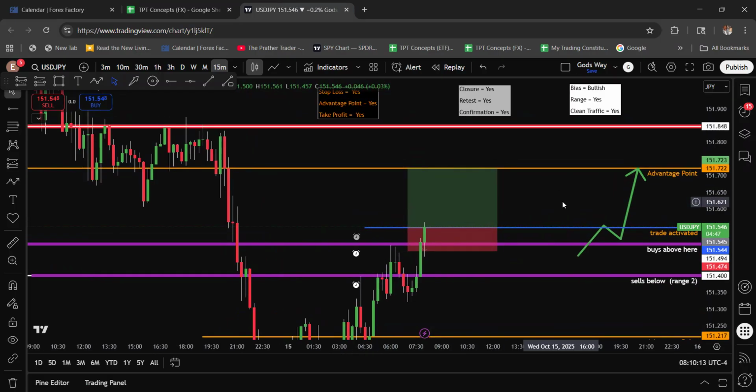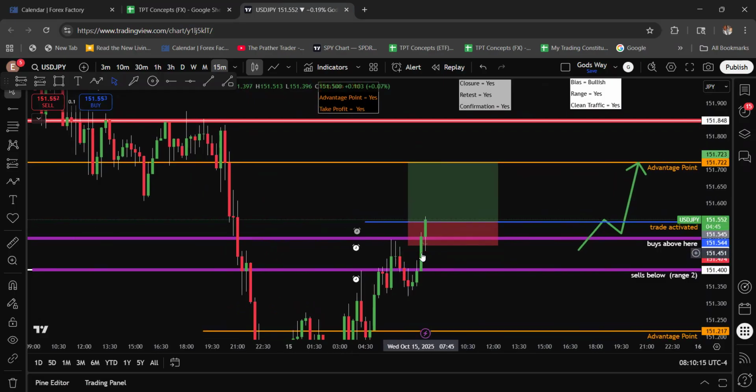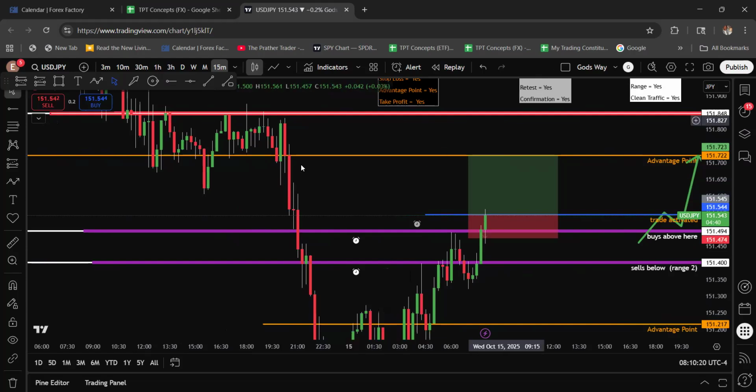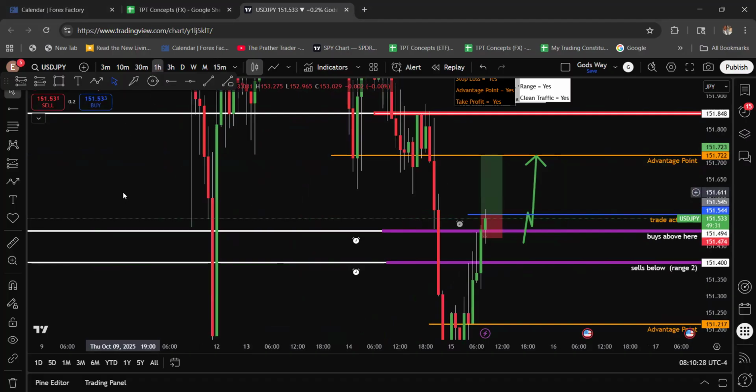I'm bullish on UJ today. Waiting for price to give me a nice bottom wick to retest the range. And my confirmation was a break of the current candle high. I have clean candles here to the left. All right, I had to take the setup. So let's see what happens.